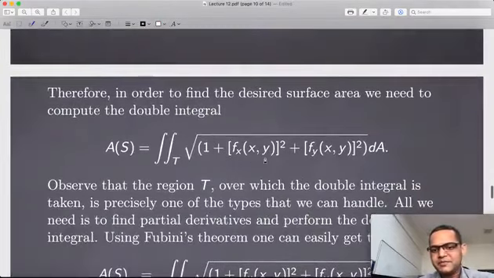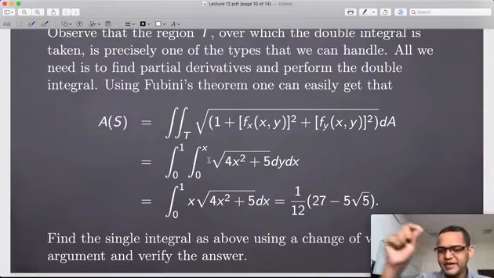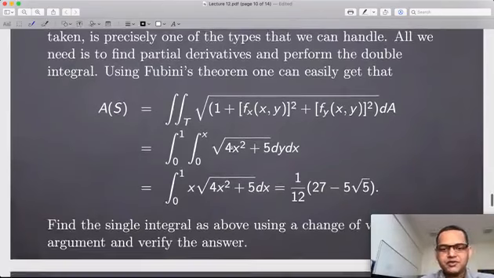All you need to do is compute the partial derivatives, square them, put them in this formula, and compute it. So you are going to get this double integral. You have to verify each and every step: that the partial derivatives exist, that they are continuous, and that the domain is such that you can compute the double integral over it. At this step we have used Fubini's theorem, because this is the definition of surface area, and this area is this by Fubini's theorem.